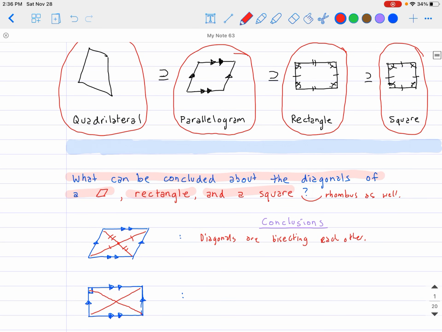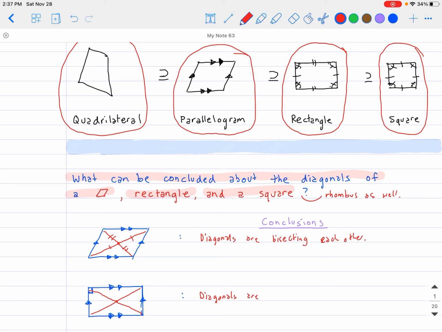If you now change it so that the shape of the parallelogram becomes a rectangle, you'll notice that the first conclusion of the parallelogram is still preserved. You can see how the diagonals are still going to be intersecting each other by their midpoint. But because it is a rectangle, you can go even further now. For a rectangle, the diagonals are going to be congruent and also bisecting.